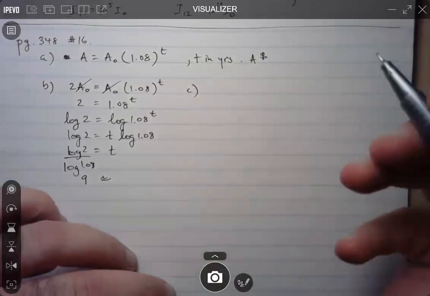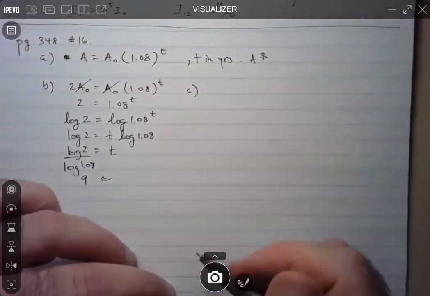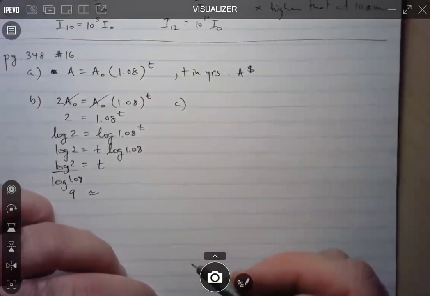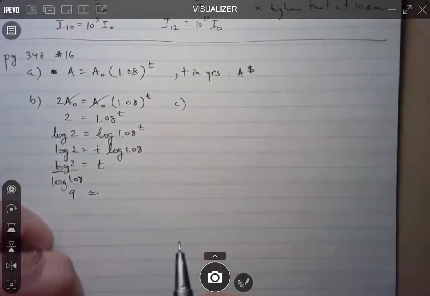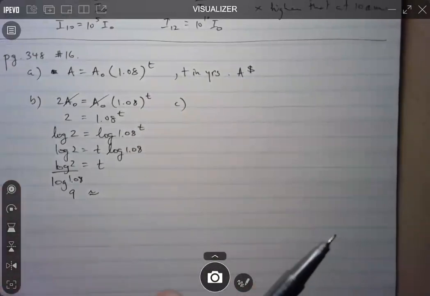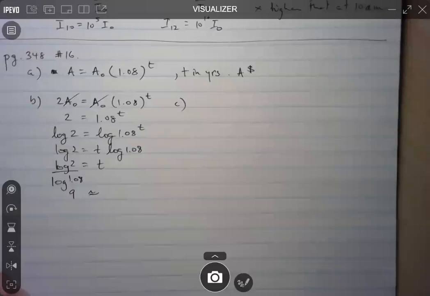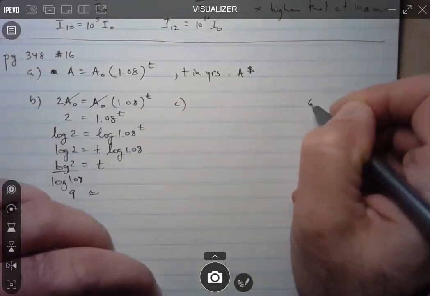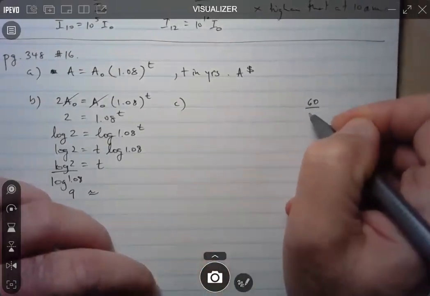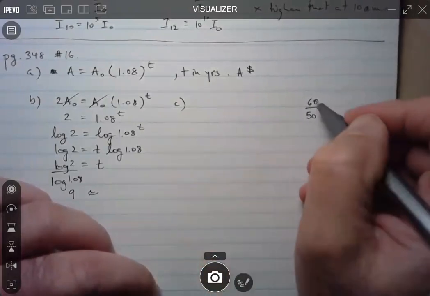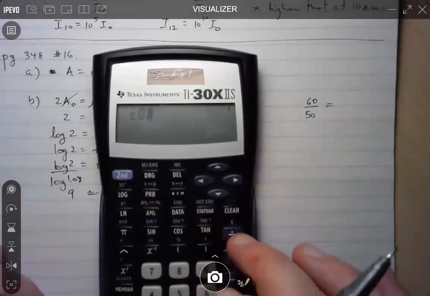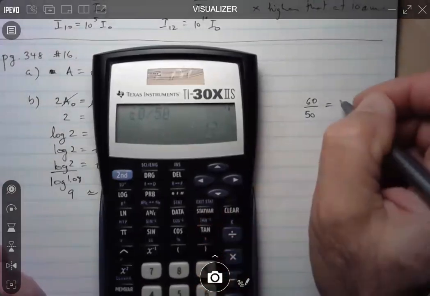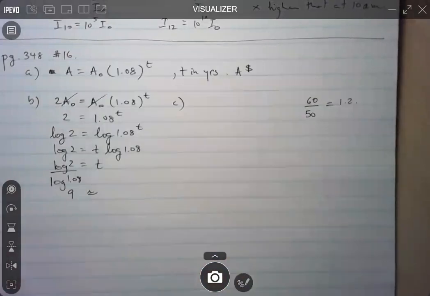Well, I'm going to do a little work on the side just to justify how I can solve this problem. Let's say I invested $50, and at the end of the period of investment, I end up with $60. How could I calculate the percent increase? Well, I could take my $60 and divide it by that $50, so my final amount divided by my initial amount. And what do I get here? 60 divided by 50 is 1.2.